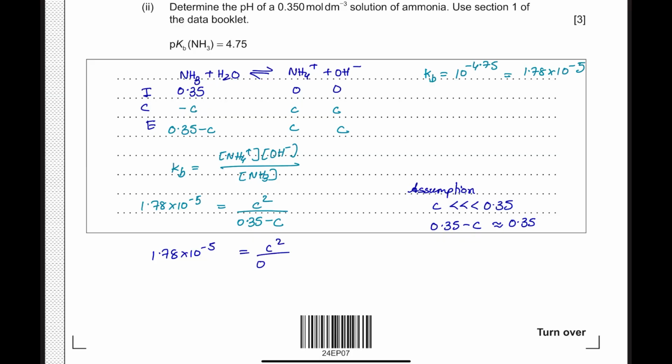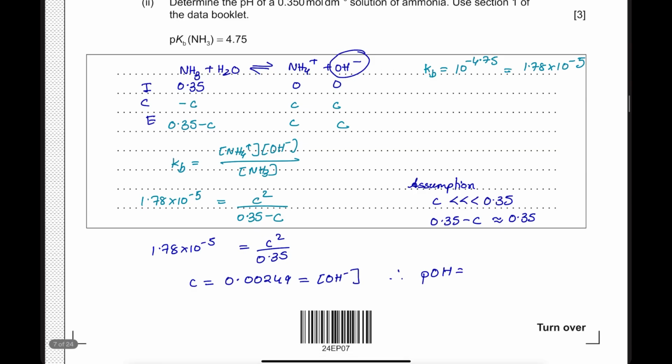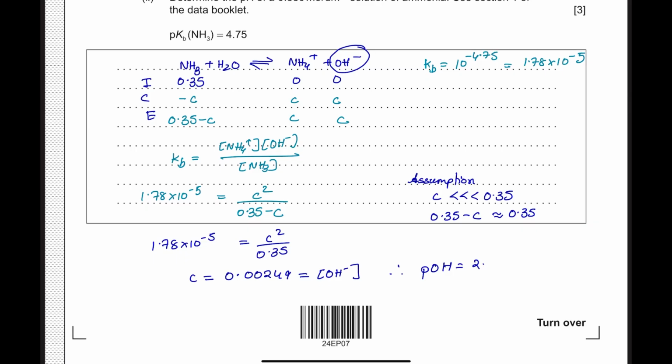From here, we can directly find the value of C using a calculator, which is 0.00249. C is basically your OH- ion concentration. From here, if you find the pOH, minus log base 10 of the OH- ion concentration, you will get 2.6. pH will be 14 minus pOH. So 14 minus 2.6, finally you get the pH as 11.4. That would be the final answer of this part 2.